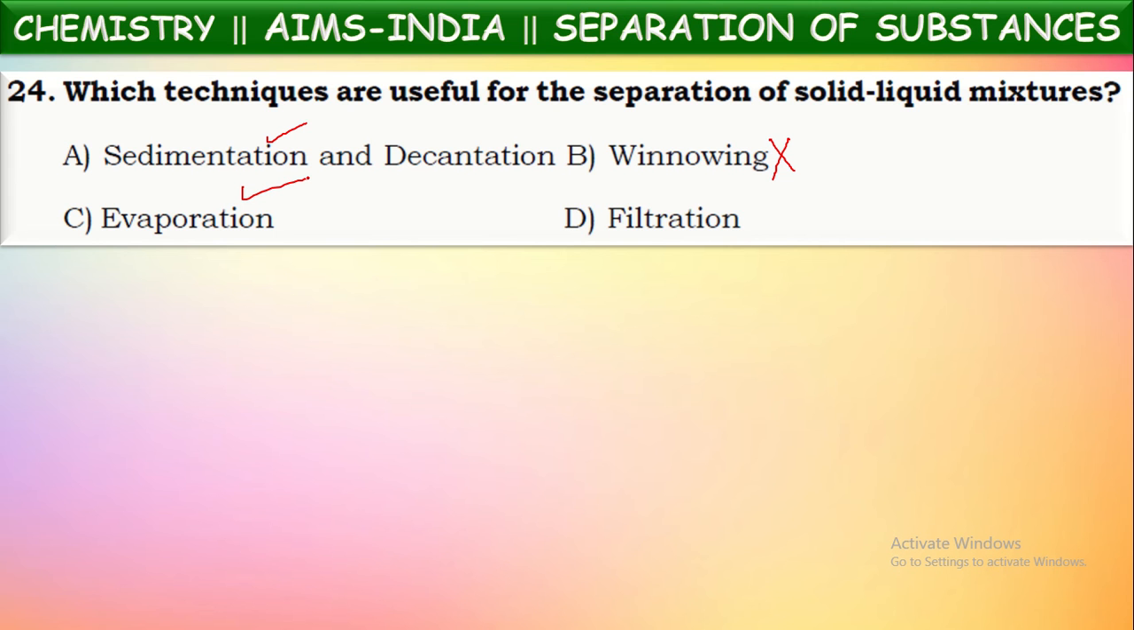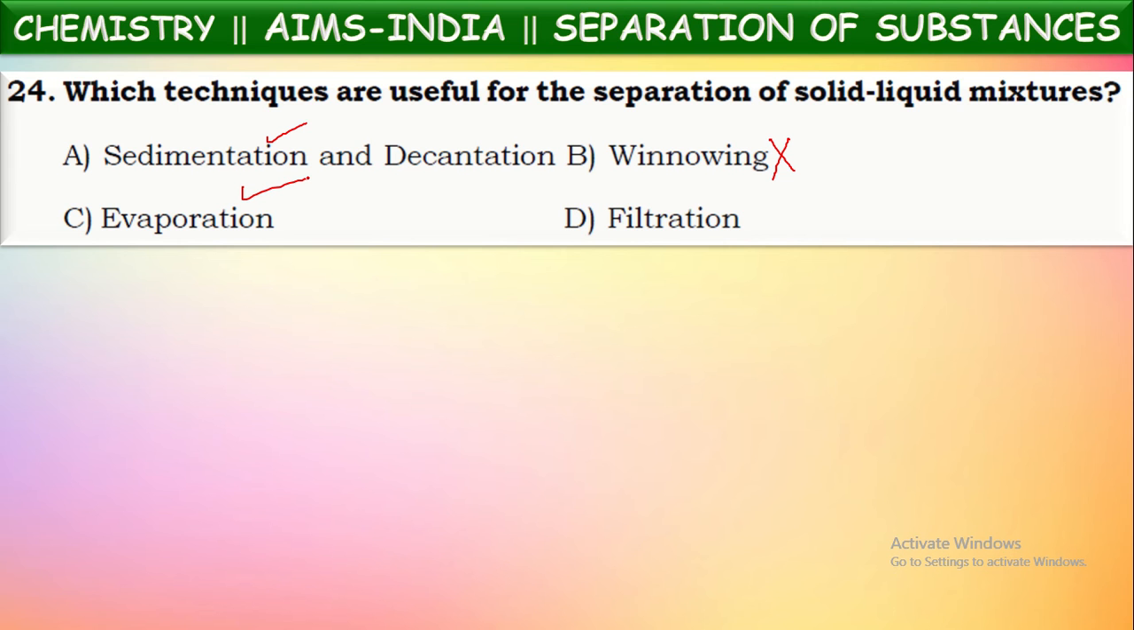Filtration is used for the separation of insoluble solid substances from the liquid. For example, sand and water, let us take once again. Sand can be separated from the water by pouring the mixture through a porous material like filter paper. What happens then? Pure water will come down and will be collected into another container. Sand will remain in the filter paper.